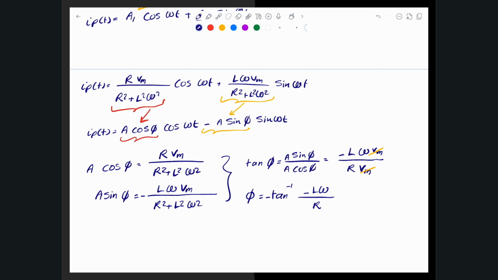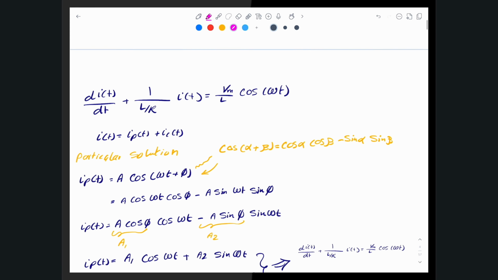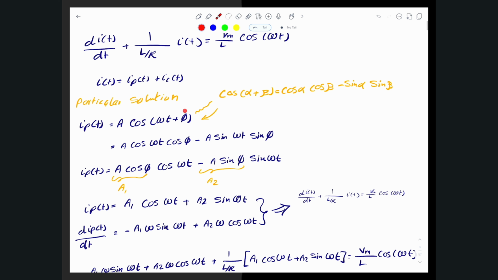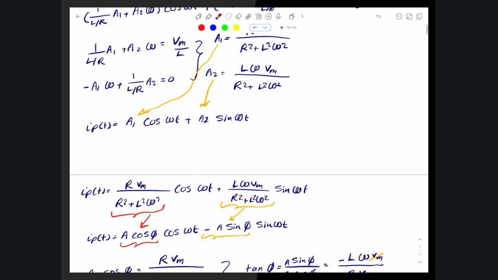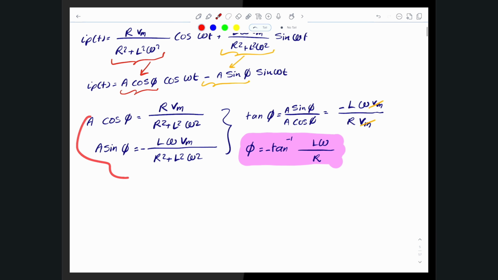But actually, I can put the negative outside the tangent. And here is my phi, which is part of the solution for the particular solution that I was looking for, the original one. Let me just scroll. So remember, what we're trying to do is find what phi is, and find what A is. We just found phi, so that leaves us with A. So going back in here, how can we find A from these two?